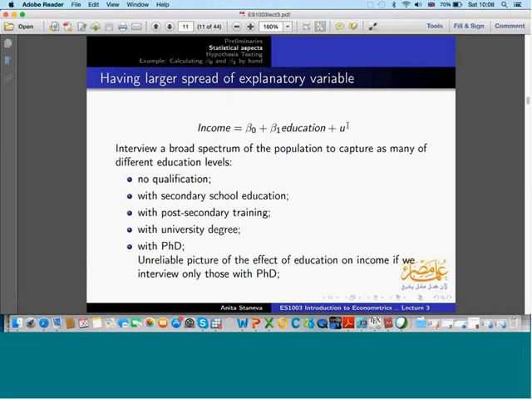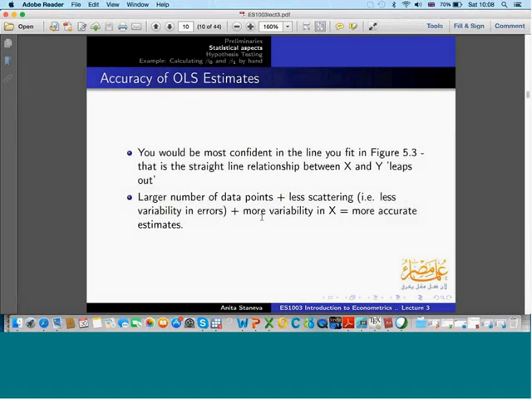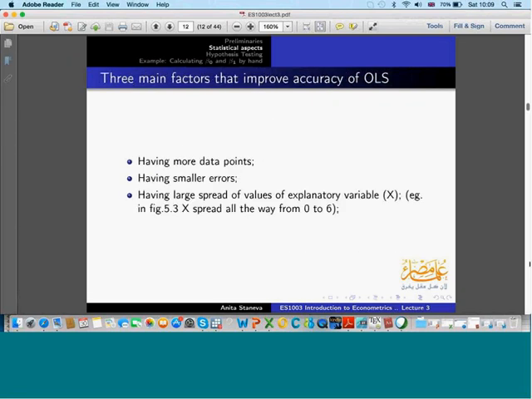So to sum up, this basically relates to the last condition for accuracy of the estimates, which is more variability in X, and this brings us more accurate estimates. And again, the three main factors that improve the accuracy of the ordinary least square estimates, and that I want you to understand today, are first having more data points, having smaller error terms, and having a large spread of the values of the explanatory variables.